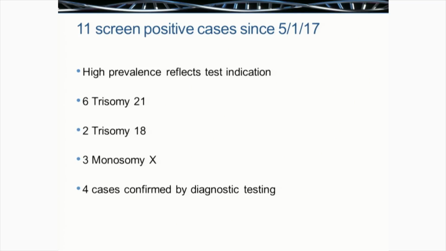So what we sometimes see is women who are in their second trimester, or we've seen as late as 26 weeks, where we're still doing this cell-free DNA screening test. The nice thing is, it's fine for us. We actually get a higher fetal fraction. We can be more confident in our result in that context. So we've had 6 trisomy 21 cases, 2 trisomy 18, 3 monosomy X, and 4 of those cases to date have been confirmed by diagnostic testing.